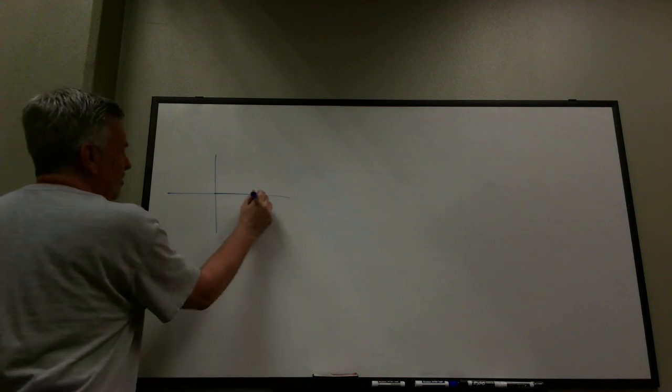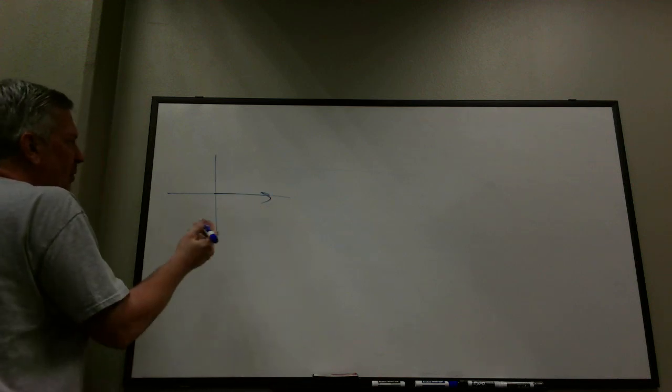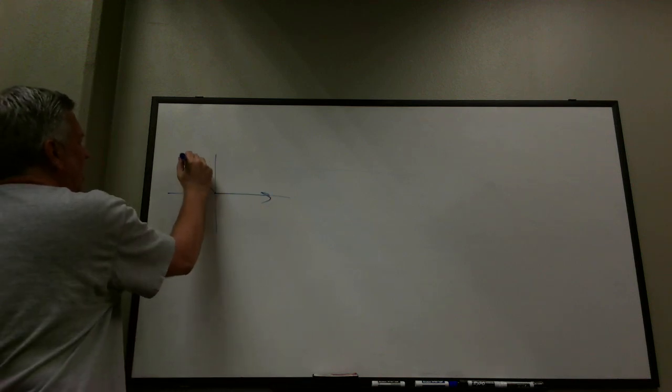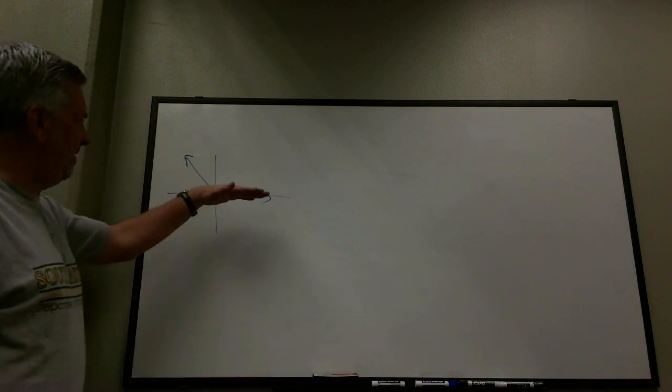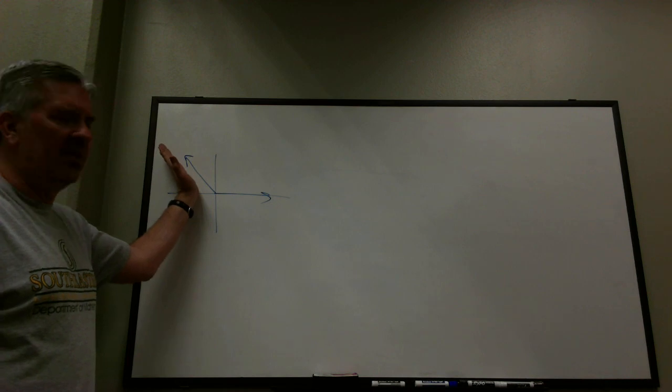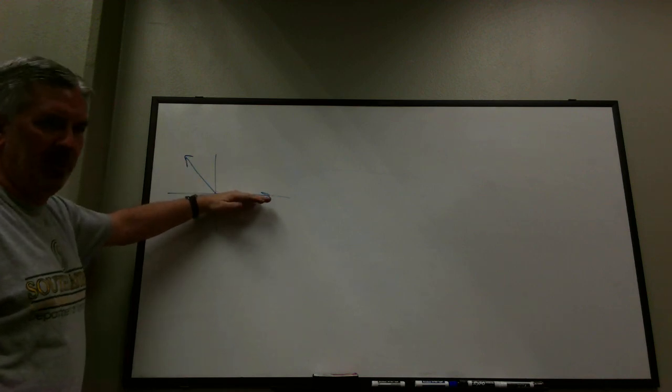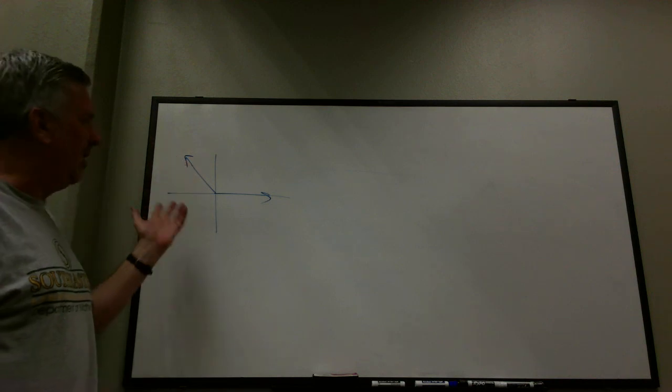All right, now let's think about what that's saying. So again, we're talking about standard position. So the initial side's here. Suppose I had an angle with the terminal side here. And then I had another angle with the initial side here and the terminal side here. Well, if the initial side's the same for both, because we're in standard position, and the terminal side is the same for both, what's the difference?